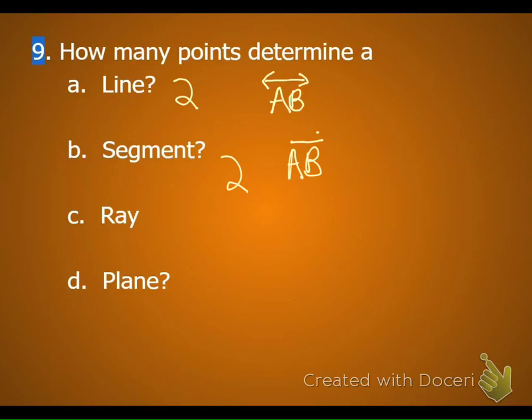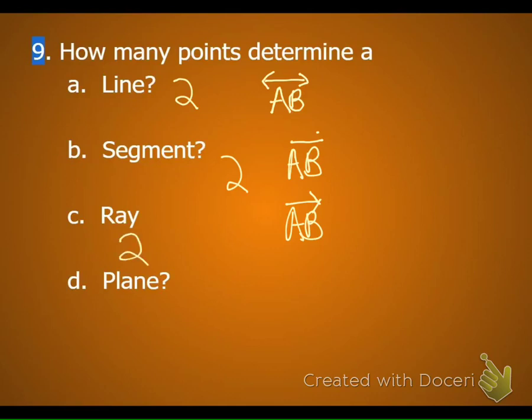And what was underneath it? Could you give me an example of something underneath it? Okay. AB, point, arrow on the side. How many points determined that? 2. So that's how we write it.